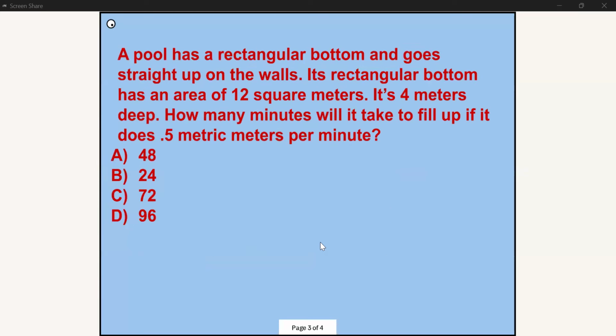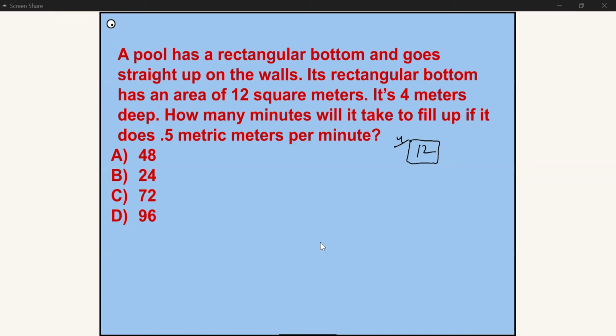Okay, and now let's try this one. A pool has a rectangular bottom and goes straight up on the walls. Okay, so that's just telling us it's 90-degree angles. Its rectangular bottom has an area of 12 square meters. Okay, so we drew it out. This is the rectangular bottom, and it's 12. It's 4 meters deep. So if we drew this out here, it'd be 4.